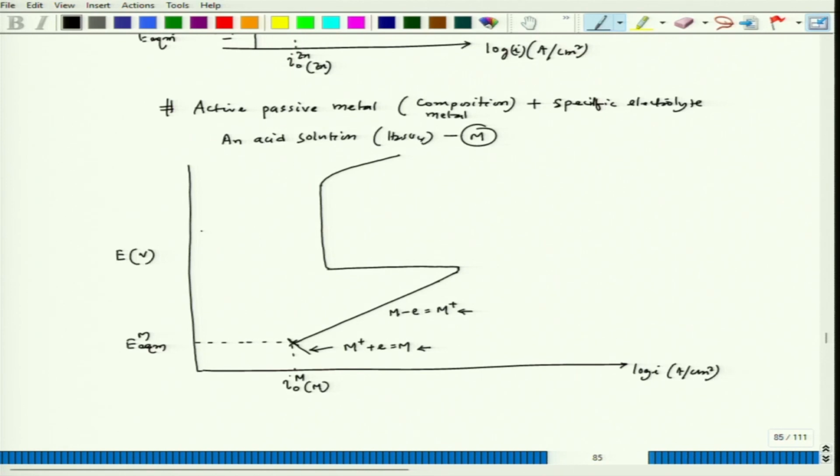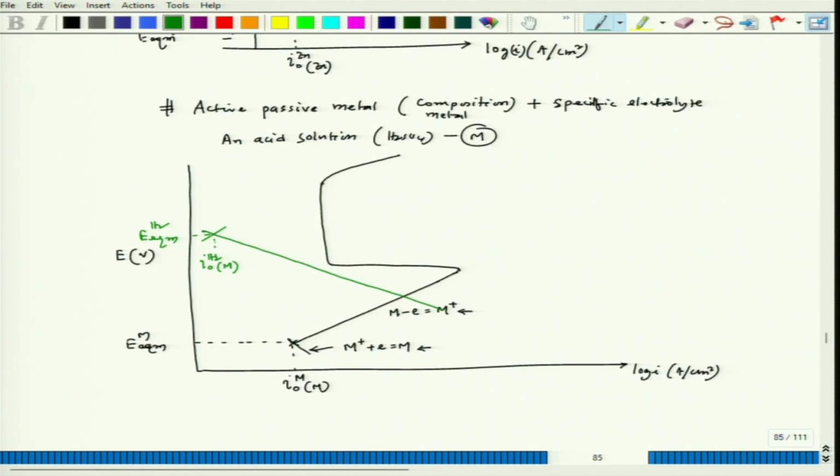So, we have hydrogen evolution reaction, it is the cathodic reaction. Let us say this is the situation. So, this is the hydrogen evolution. So, let us say this is equilibrium, hydrogen. This corresponds to exchange current density of hydrogen on metal surface.